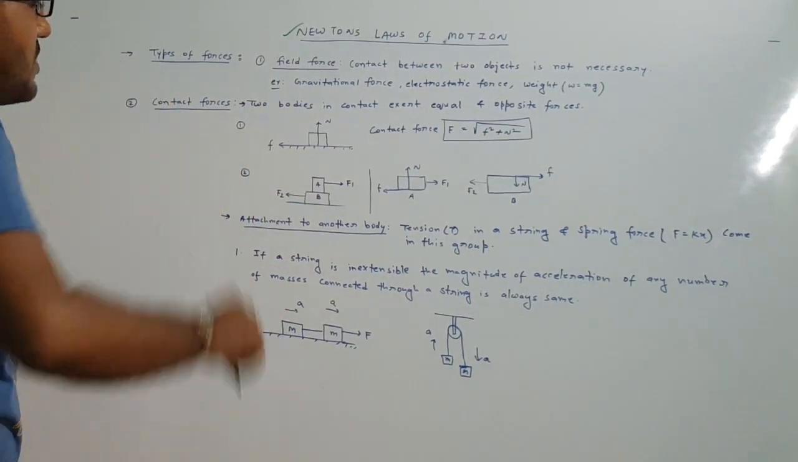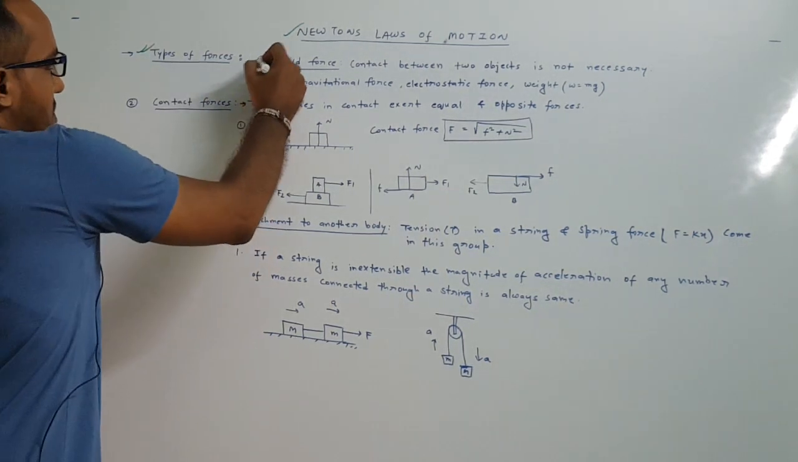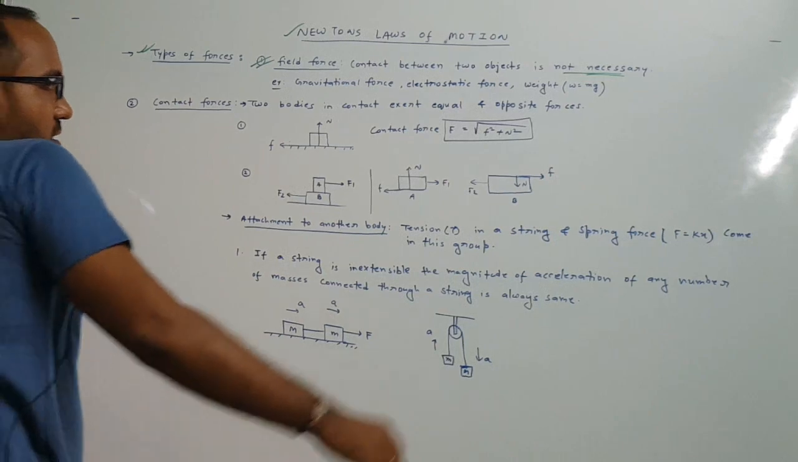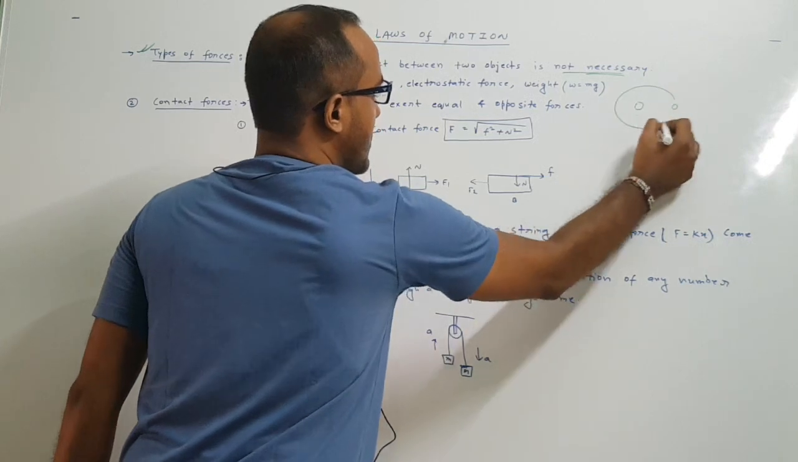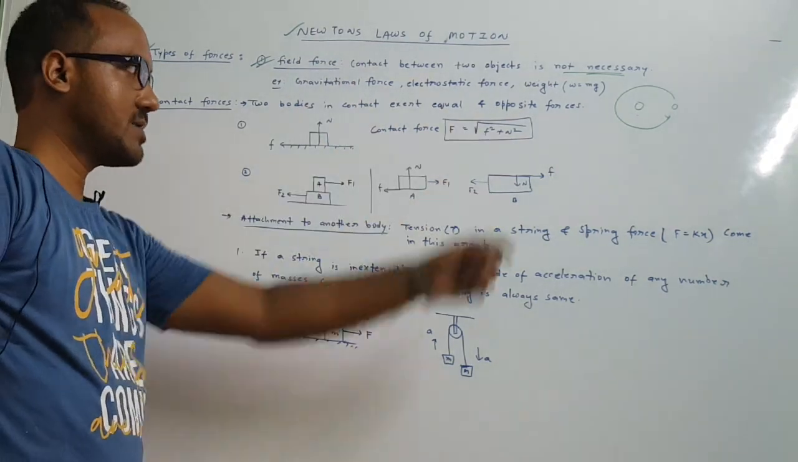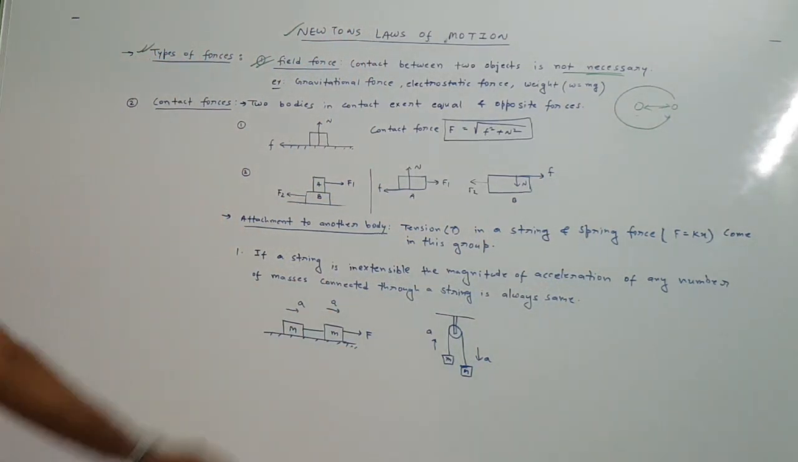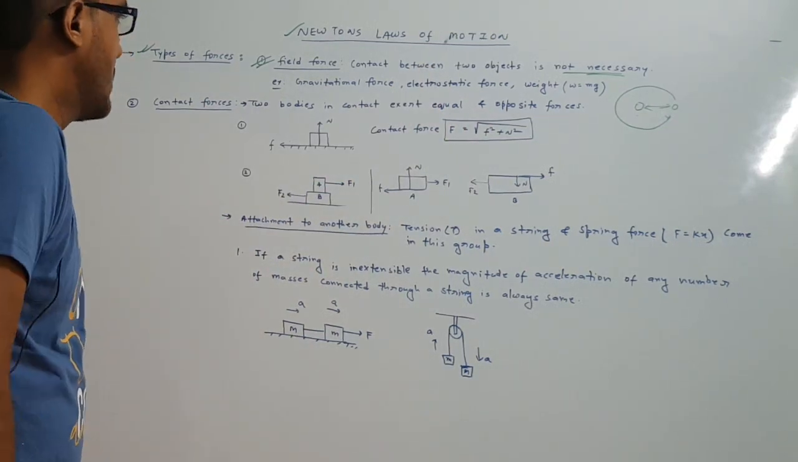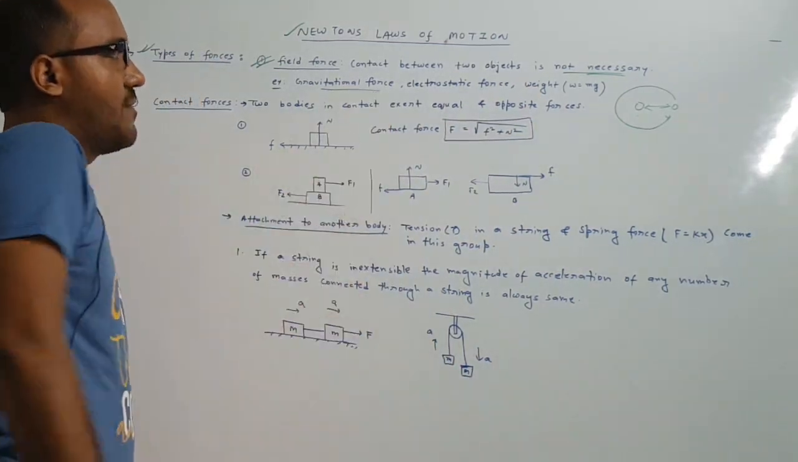See, in motion we have three types of forces mainly. One is field force. Field force means there is no contact. If we consider the rotation of Earth around the Sun, there is no physical contact. So we can say that there is a gravitational force between Earth and Sun, by which the Earth is revolving around the Sun. So gravitational force is a field force.